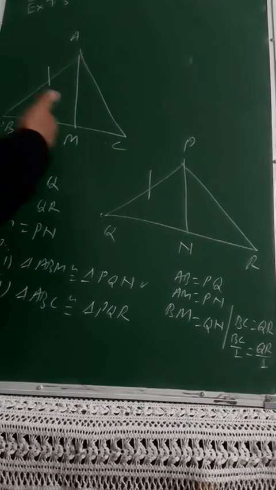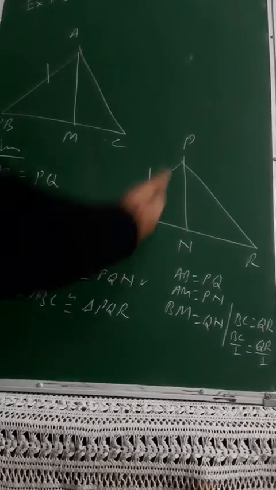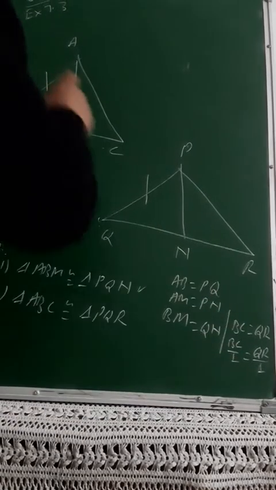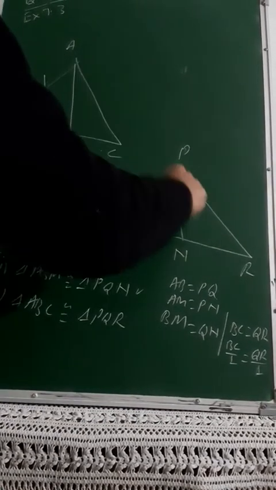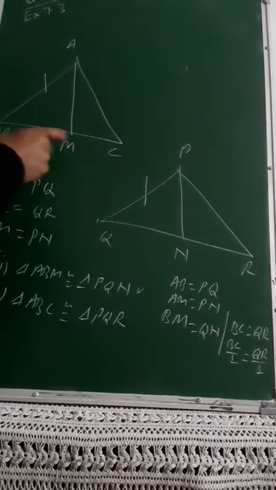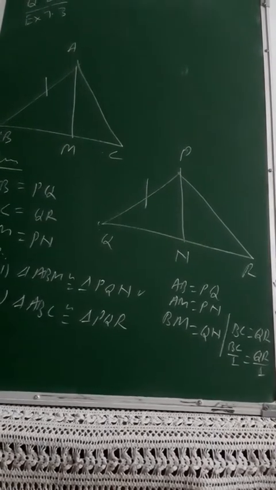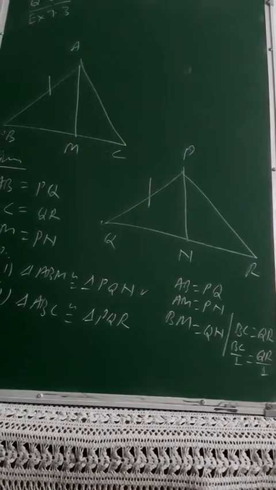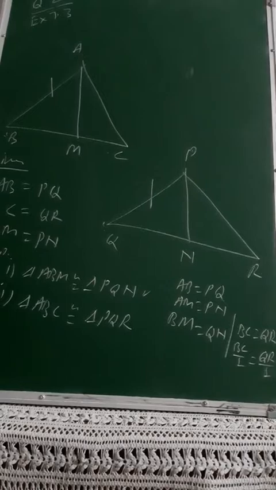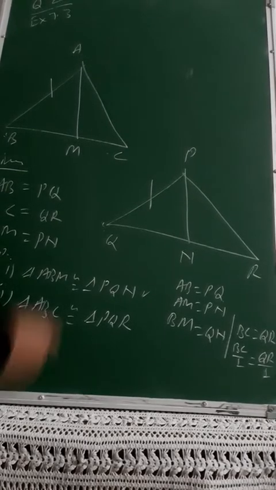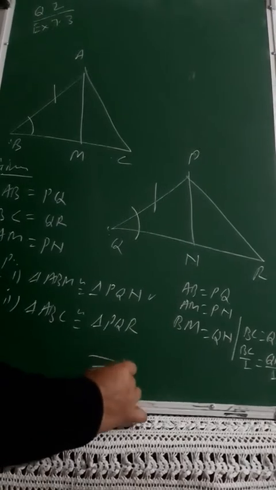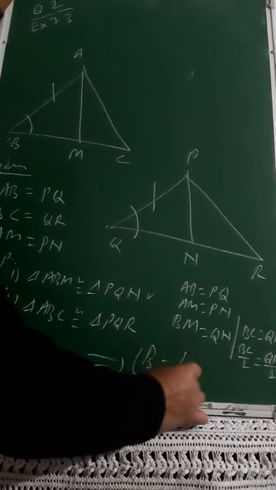So triangle ABM will be congruent to triangle PQN by these three sides. This is equal to this is equal to this, already given to you. As BC is given equal to QR, half of BC will also be equal to half of QR. So BM will be equal to QN. By SSS you can say the triangles are congruent. So if these triangles you have proved congruent, don't you think that I can say this implies angle B will be equal to angle Q?